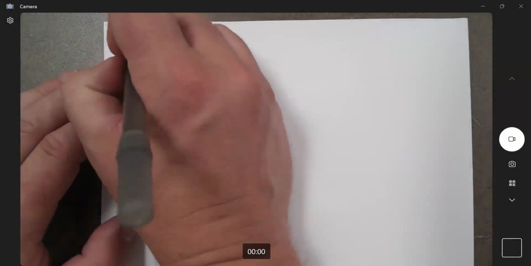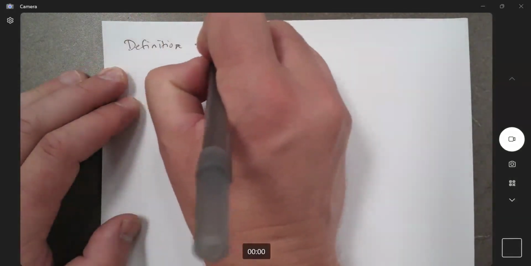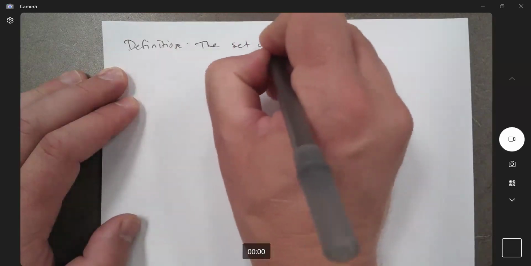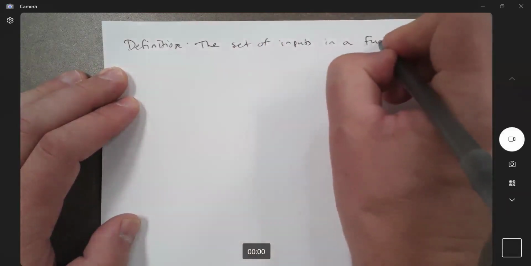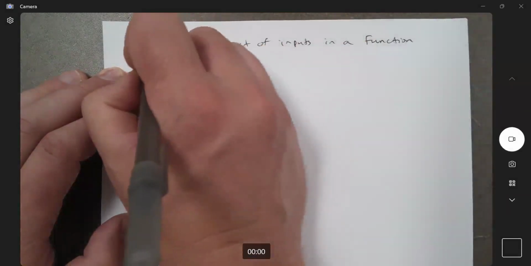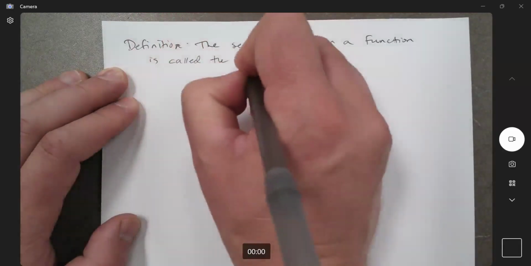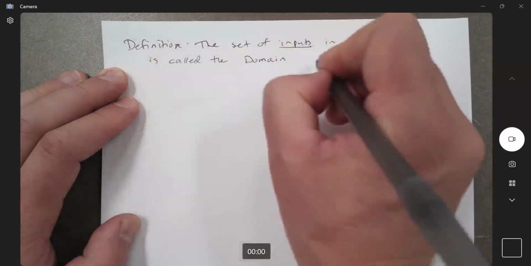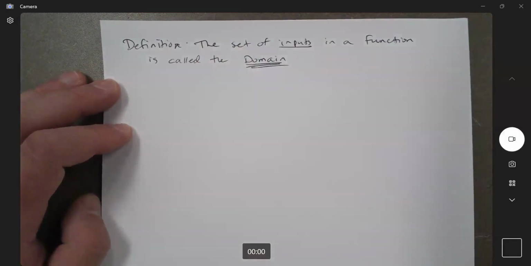Let's talk a little bit more about inputs and outputs. The set of inputs in the function is called the domain. Just a piece of vocabulary that you're going to need to keep track of. You're going to hear something or read something like, what's the domain of this function?